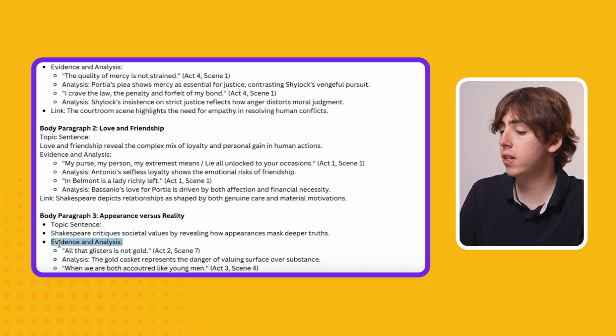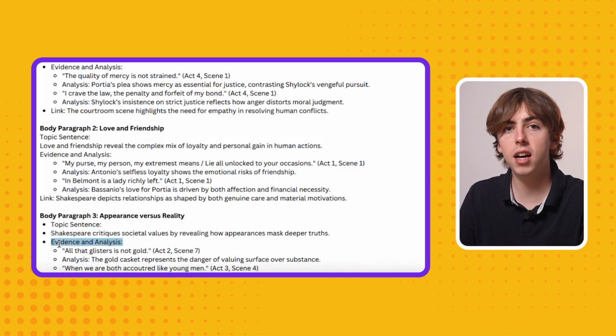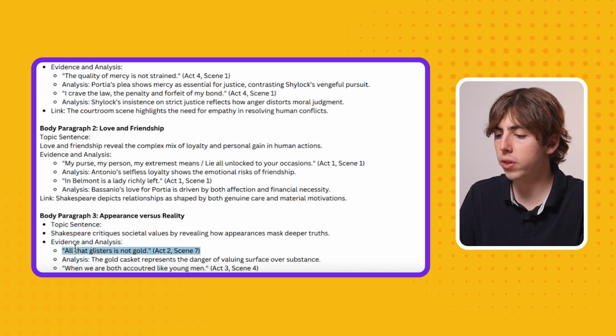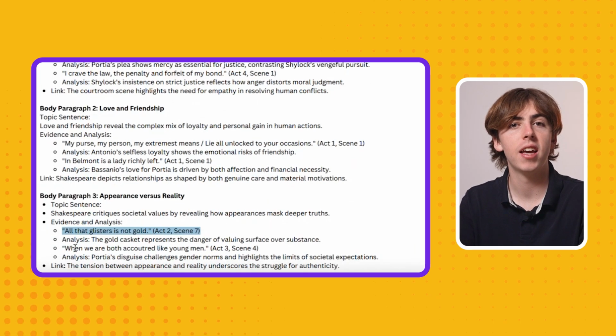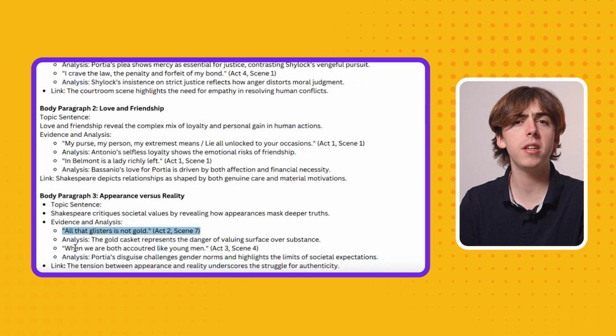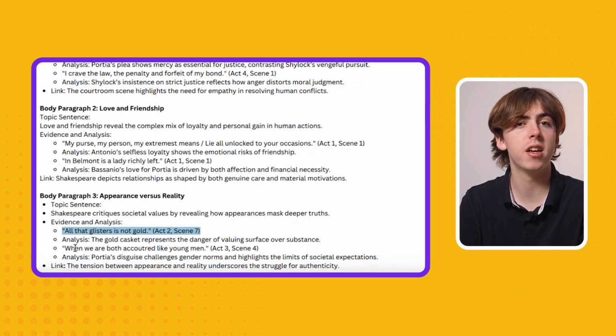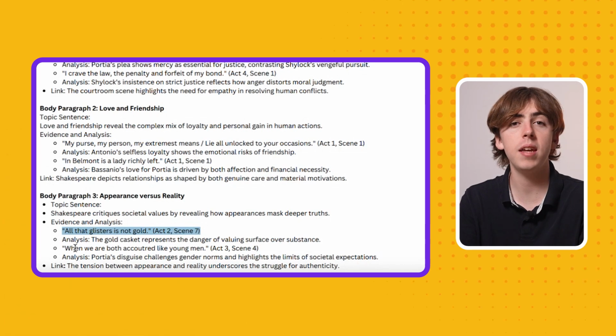And then for the evidence and analysis of this, you could start with the gold casket test. "All that glisters is not gold." This is a direct warning against superficial judgment. Shakespeare uses it symbolically to question how society often rewards presentation over substance, a theme that runs throughout the play.